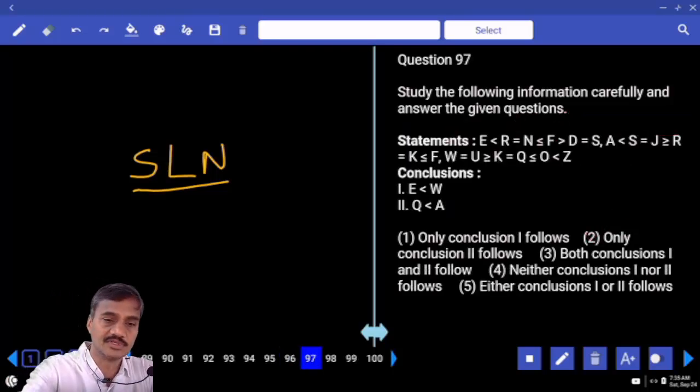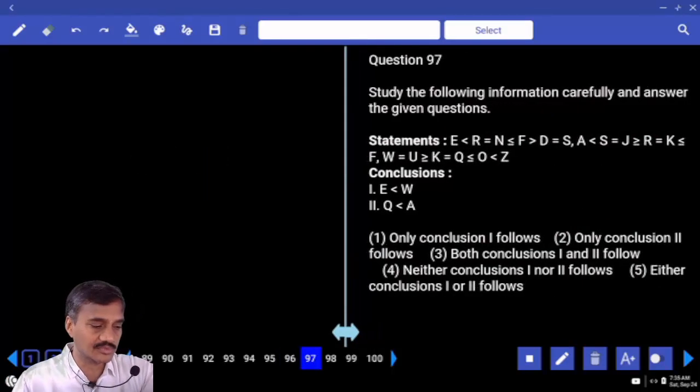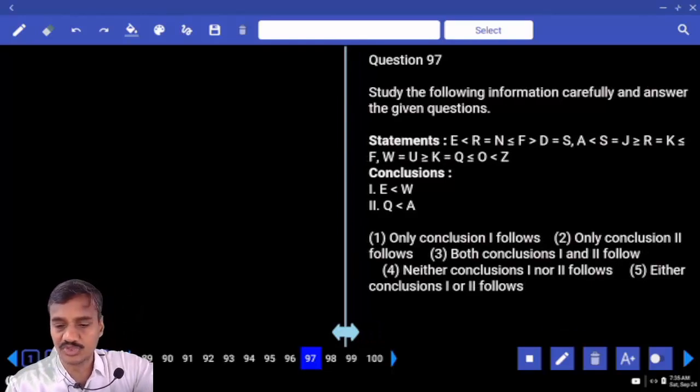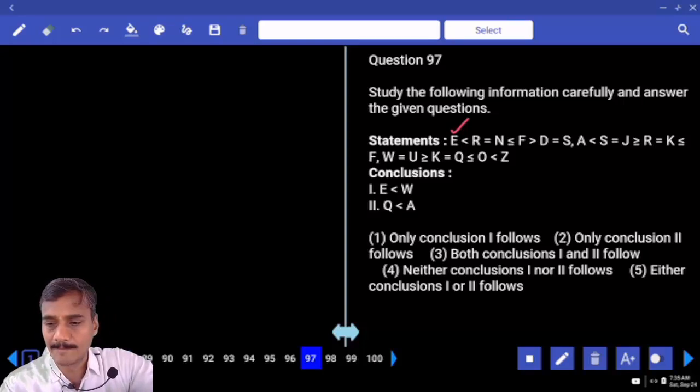And 97, the relation between E and W. E is here. And where is W? W is here. Which element is common? W, U, K, Q, O, Z. Is an element common?